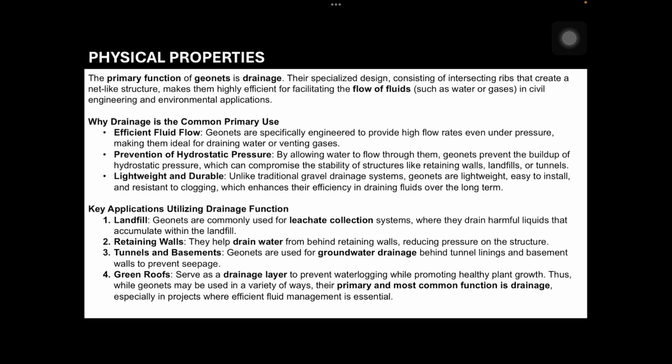Key applications utilizing drainage function. So, ito yung mga situations where geonets are used for drainage. For example, sa landfill, geonets are commonly used for leachate collection systems where they drain harmful liquids that accumulate within the landfill.